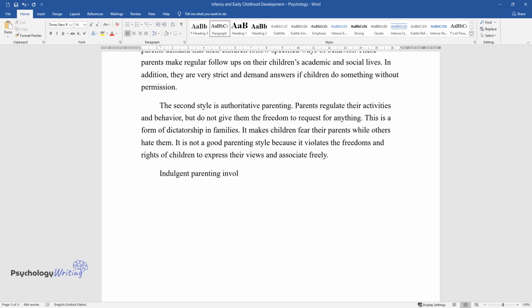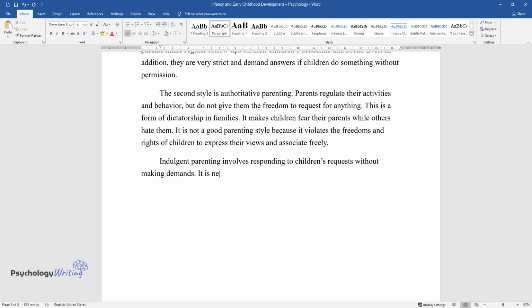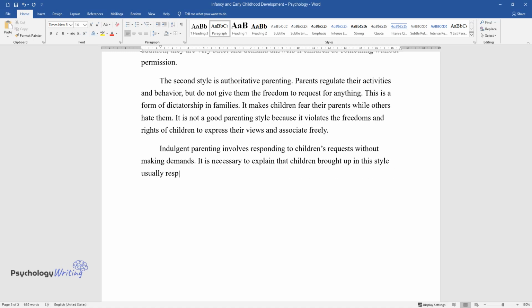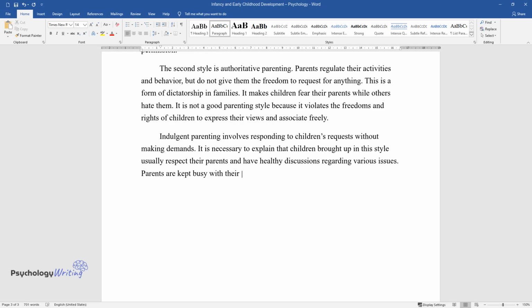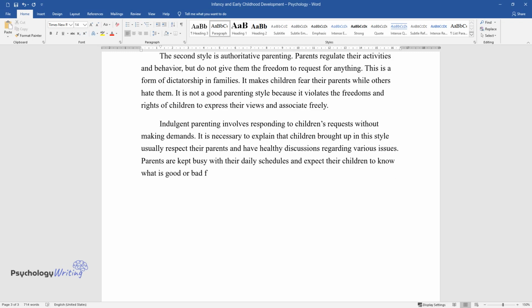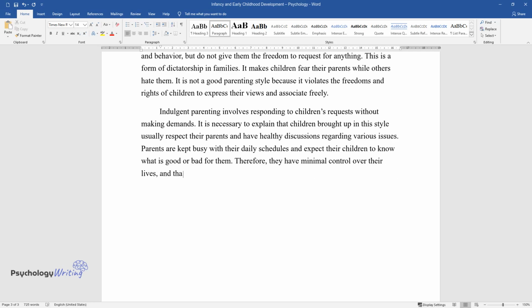Indulgent parenting involves responding to children's requests without making demands. It is necessary to explain that children brought up in this style usually respect their parents and have healthy discussions regarding various issues. Parents are kept busy with their daily schedules and expect their children to know what is good or bad for them. Therefore, they have minimal control over their lives, and that is why most children engage in drug and substance abuse.